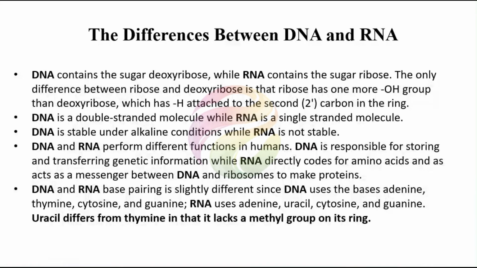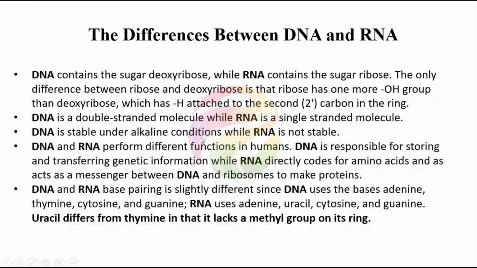There are more general differences between DNA and RNA. DNA contains the sugar deoxyribose, while RNA contains the sugar ribose. The only difference between ribose and deoxyribose is that ribose has one more OH group than deoxyribose, which has H attached to the second carbon in the ring. DNA is a double-stranded molecule, while RNA is a single-stranded molecule. DNA is stable under alkaline conditions, while RNA is not stable.